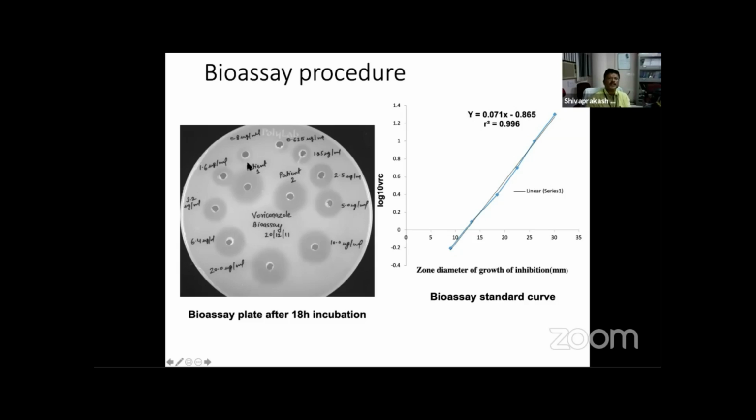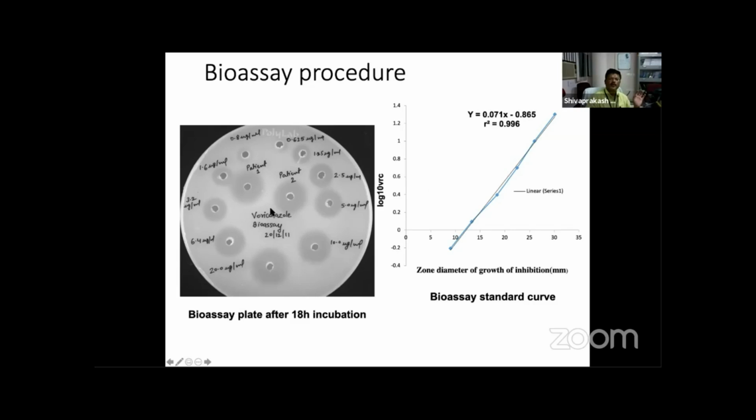You can see that these are all the standards: 8 microgram, 1.6 microgram. This was the earlier one which we have done. Then 3.2 microgram, 6.4 microgram, 20 microgram. Based upon the zone diameter as well as concentration, you plot the graph and see if you get a straight line, which means your standard is really working. You should get a good graph like this when you plot it.